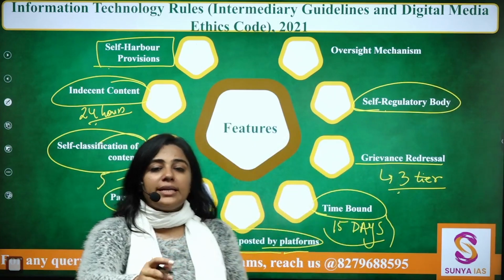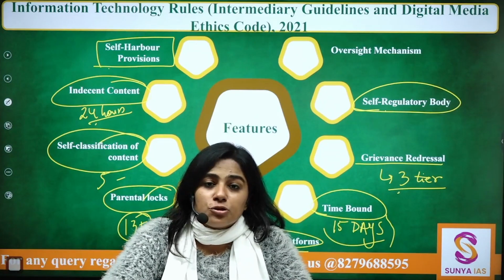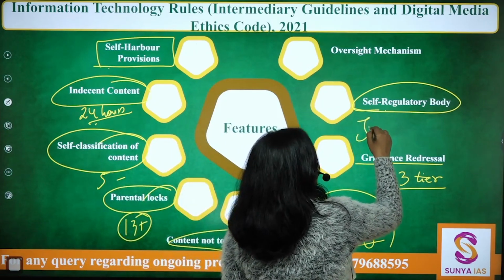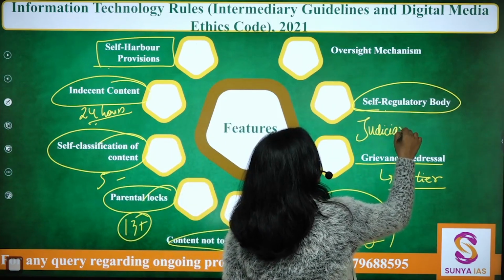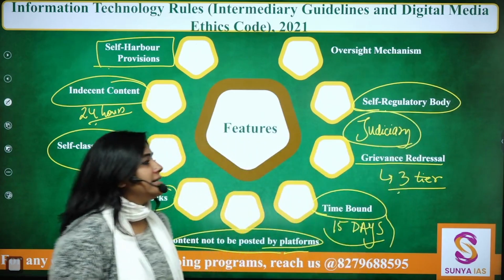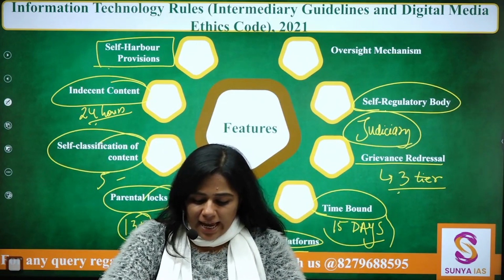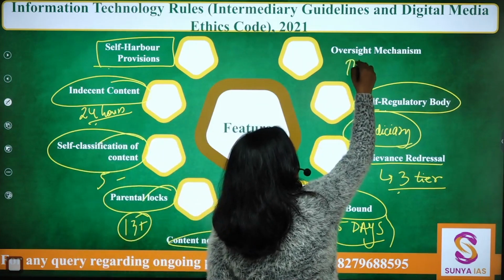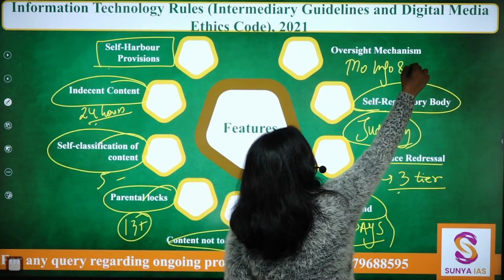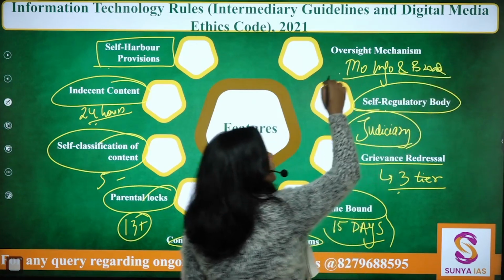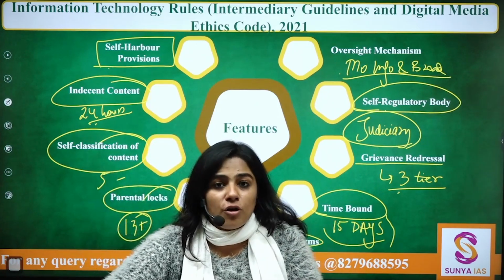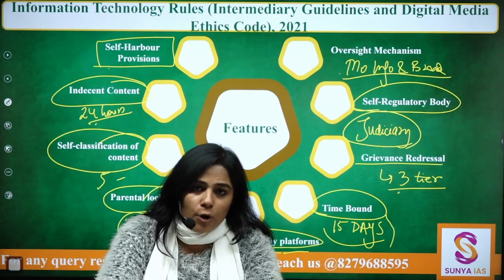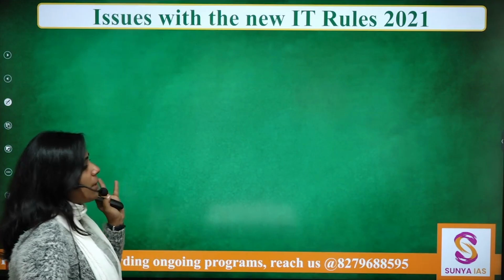Then overall, it is suggested by these rules that there has to be a self-regulatory body. So even though OTT platforms are advised to regulate themselves, even then there has to be a body headed by the judiciary that will help them to self-regulate. And there has to be an oversight mechanism which is going to be under the Ministry of Information and Broadcasting, right? Not under the Ministry of Electronics and Information Technology, no, the Ministry of Information and Broadcasting. So these rules came up in 2021.